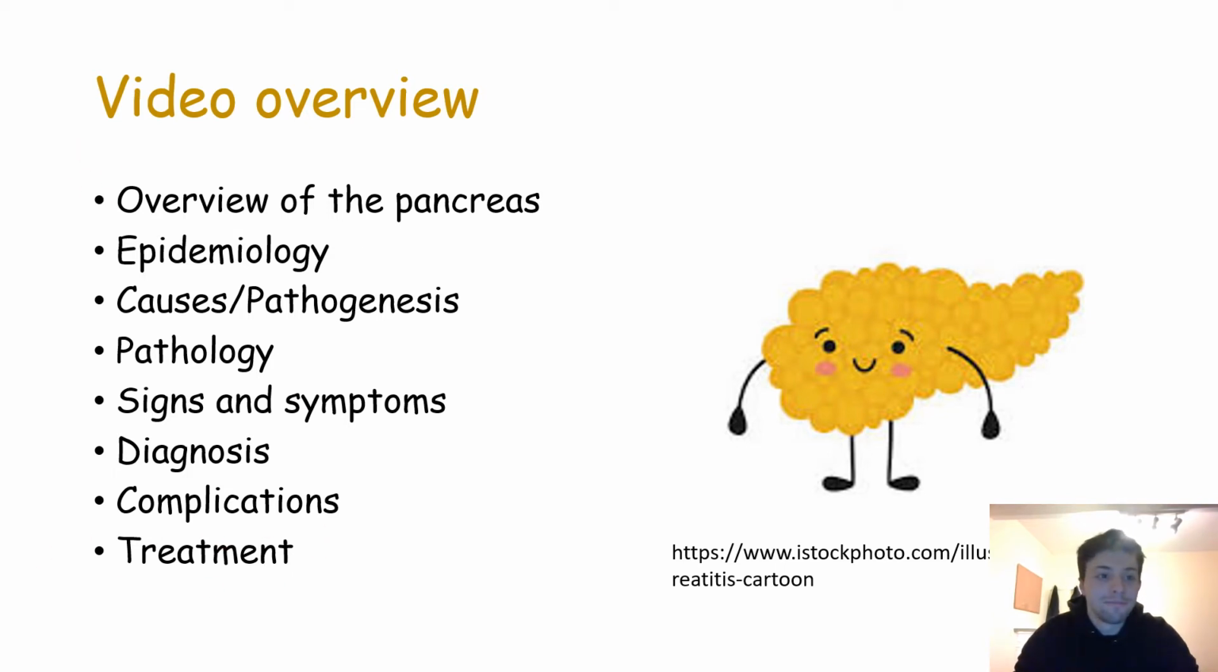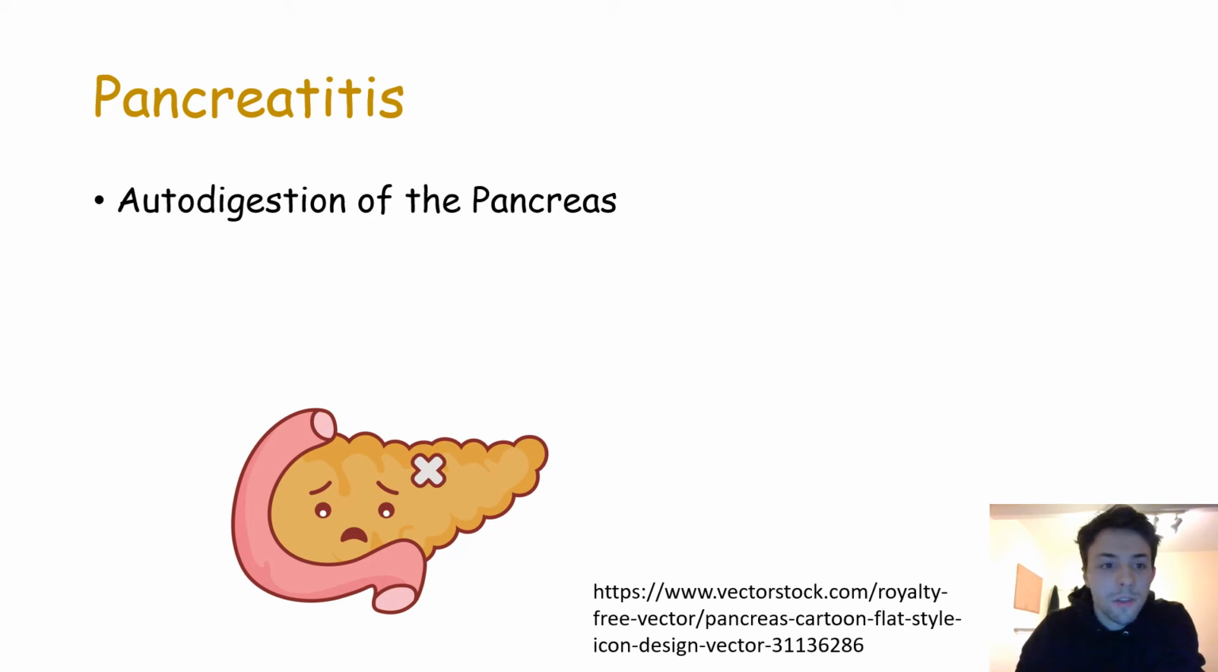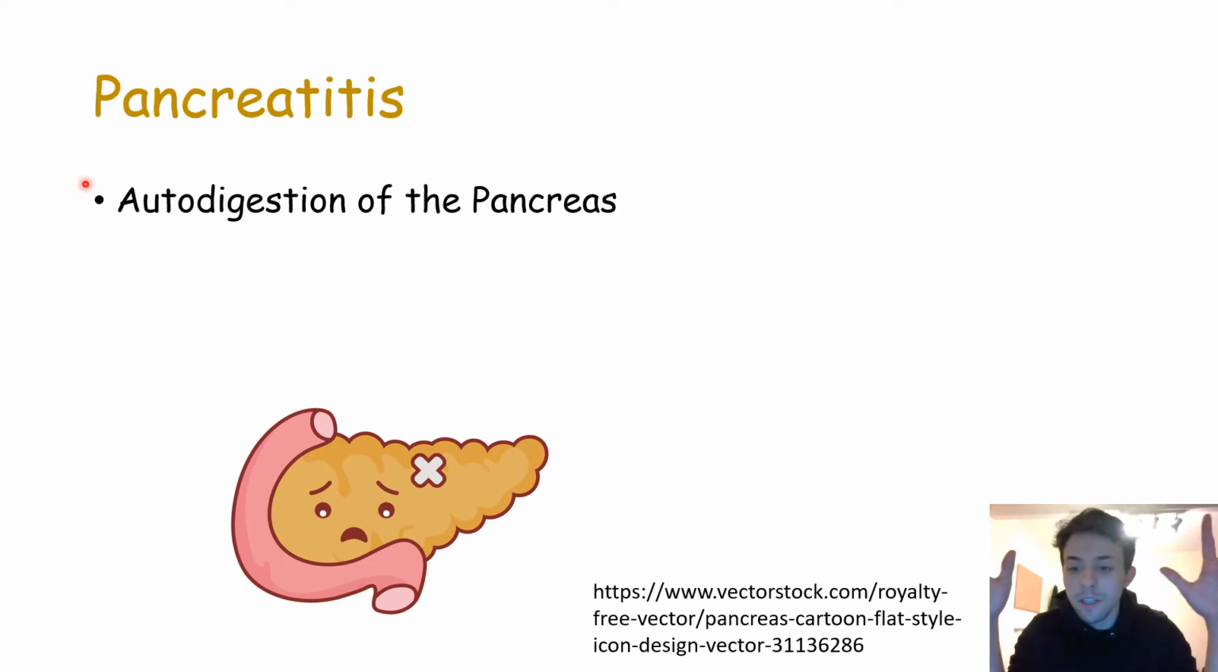So yeah, let's begin. To start off, something very important for us to clear up about pancreatitis is that it is autodigestion of the pancreas. As we're going to talk about in a second, the pancreas secretes several enzymes that play a major role in digestion of food. And for some reason or another, these enzymes can become activated too early or activate inside the pancreas itself, which will cause them to break down the pancreas. So I put an image of a sad pancreas for you to remember this.